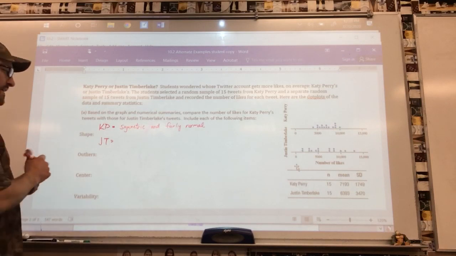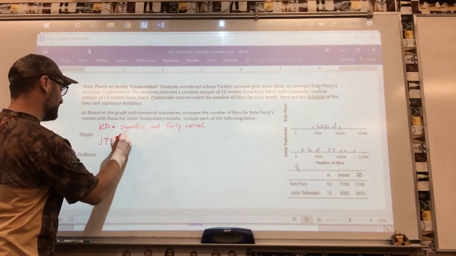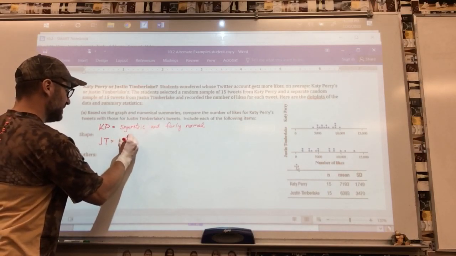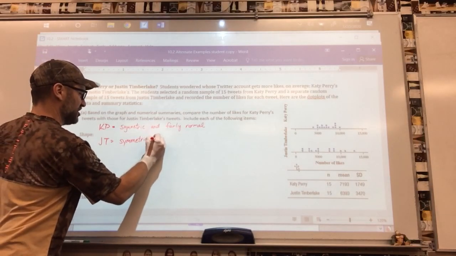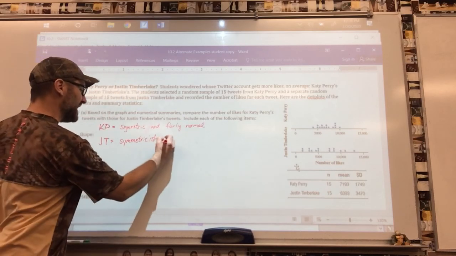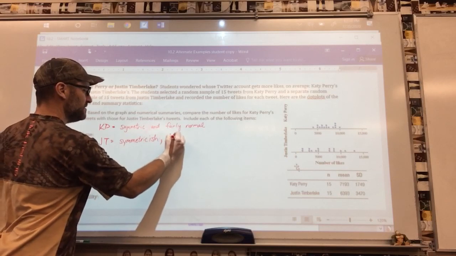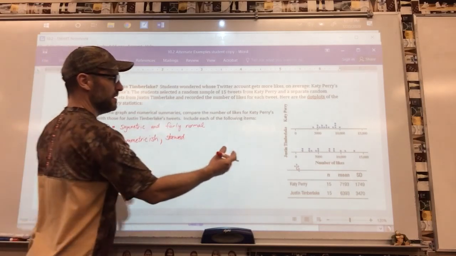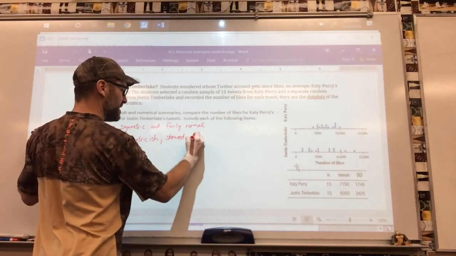JT's, Justin Timberlake's. I don't know. I would call it kind of symmetric. Symmetric-ish. That's a new word. That's not a real word. Symmetric-ish, but possibly skewed, well, it's skewed out kind of to the right a little bit. Skewed right, possibly.